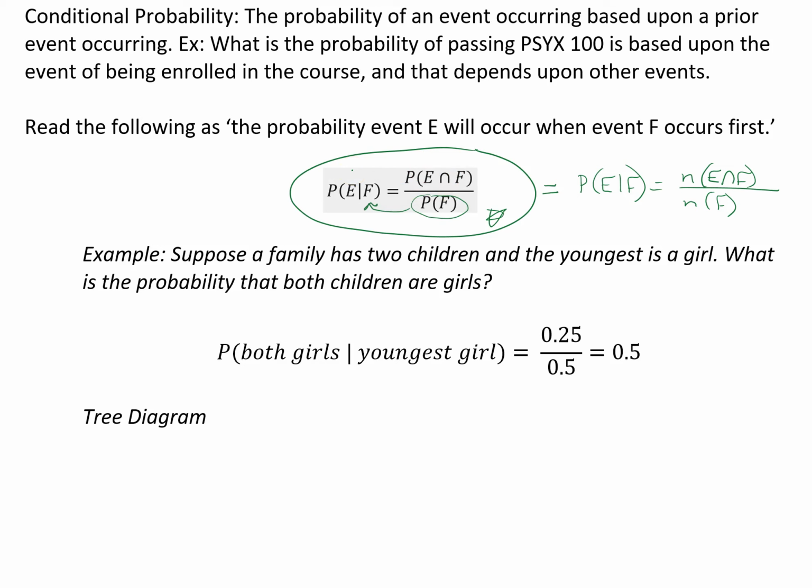It says, suppose a family has 2 children, and the youngest is a girl. What is the probability that both children are girls? So the problem on the left-hand side is that you want to know the probability that both are girls given the youngest child, or the second child, is a girl. So we have to think about this intersection. The intersection is the probability of both being girls intersecting with the youngest being a girl.